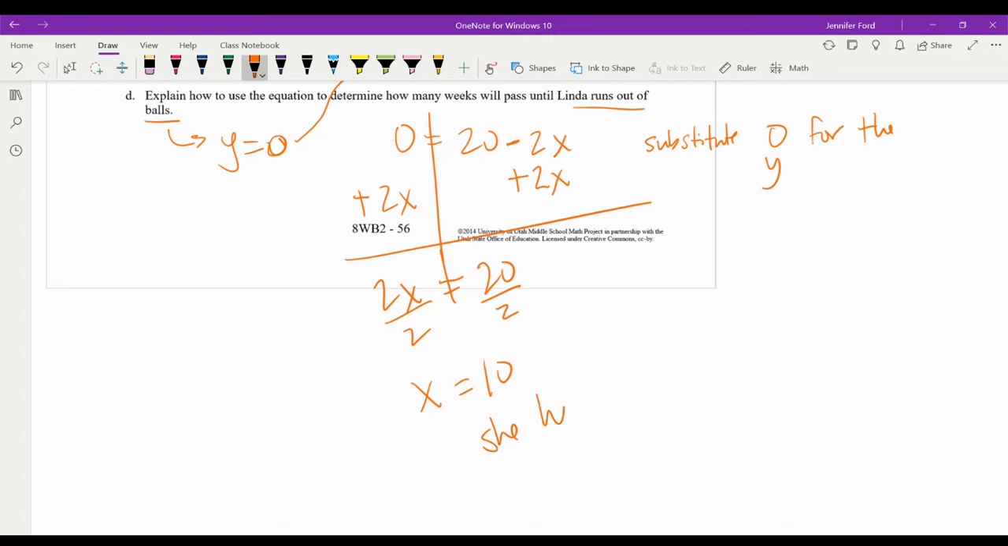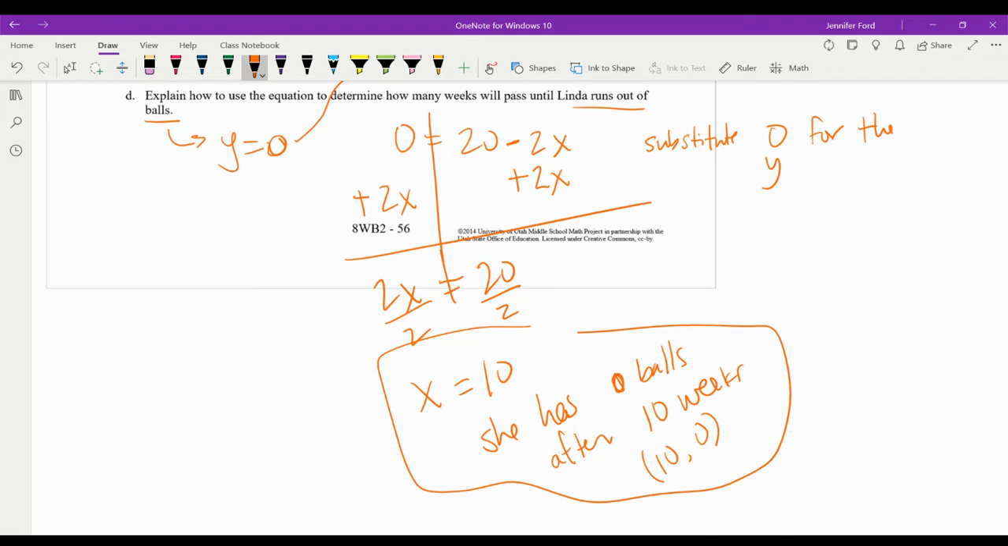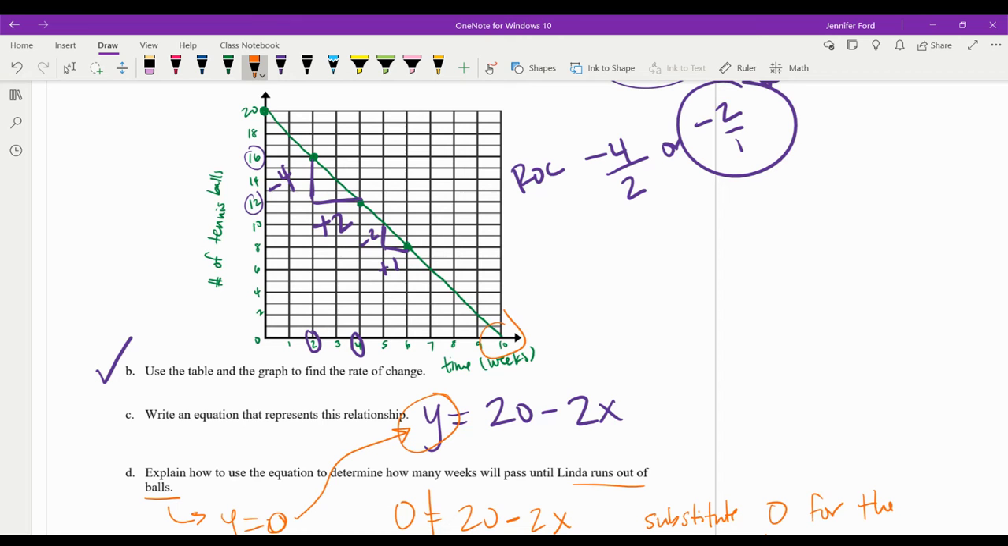X equals 10. And remember, x represents the number of weeks. So she has 0 balls. She has no more tennis balls left after 10 weeks. And you can also represent this as a coordinate point if you wanted to. The x value is 10. The y value is 0. So that's the point 10, 0. That's how you can do it. And if you notice, this is the point right here, 10, 0. So our graph is showing us the same thing.